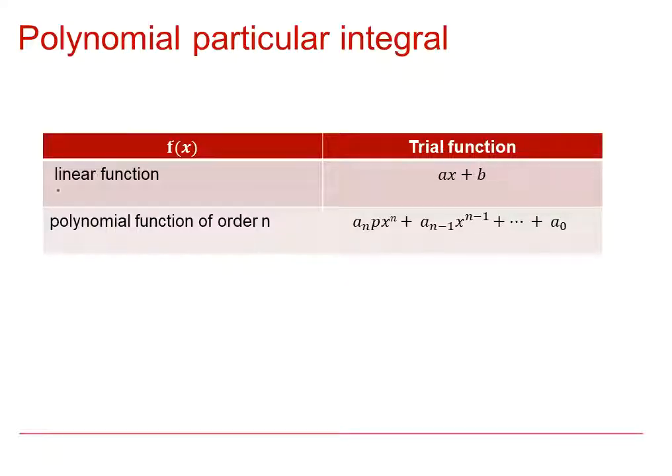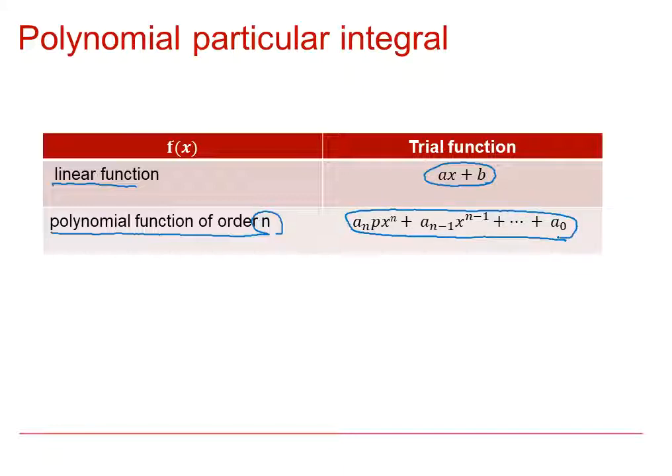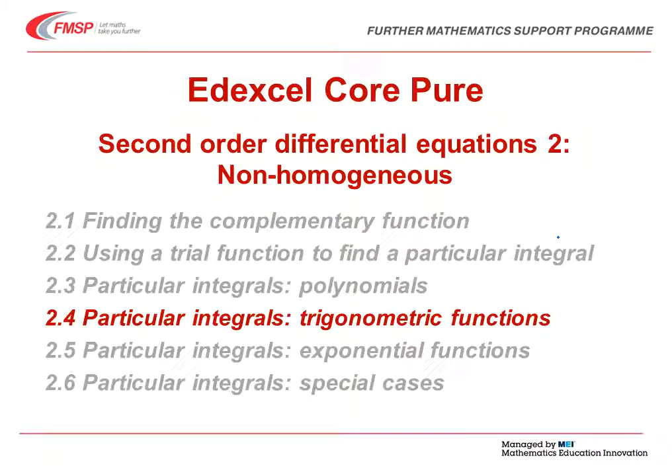So if the non-homogeneous right-hand side is a linear function, we would try y equals little ax plus little b, and if the right-hand side is a polynomial of order n, then we need to try a complete polynomial of order n in order to find a suitable particular integral. So in the next video we're going to be looking at particular integrals with trigonometric functions.